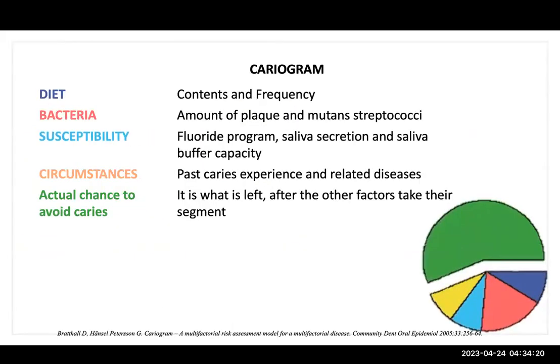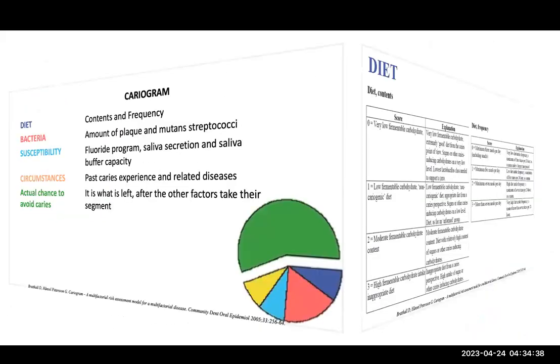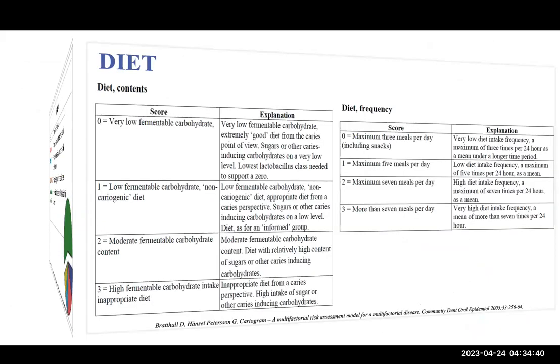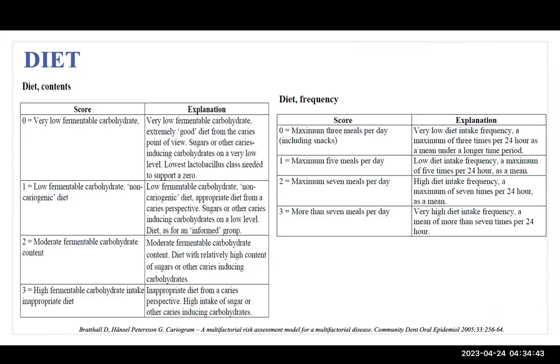And it typically looks like a colorful chart in which there are different color sectors given for diet, bacteria, susceptibility, circumstances, and finally the actual chances to avoid caries. It makes the whole one big pie chart. The calculations are based on the four factors which I mentioned.